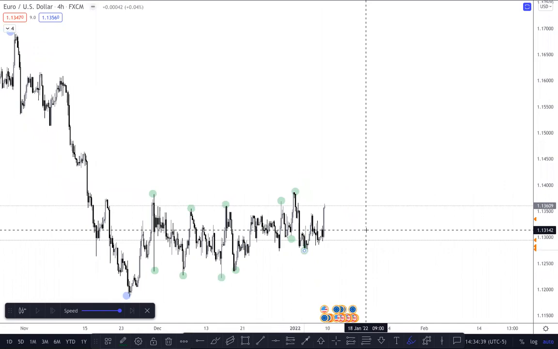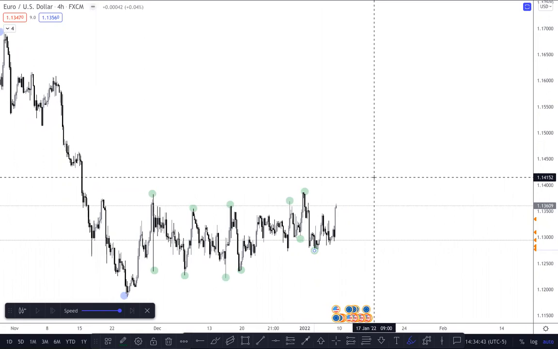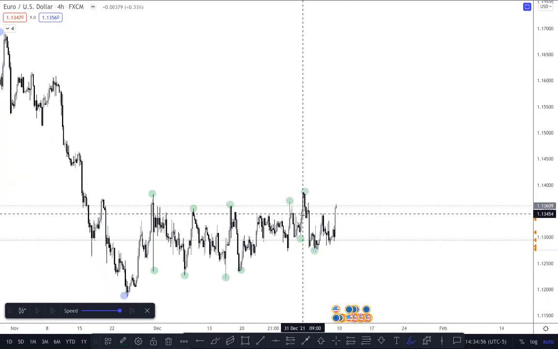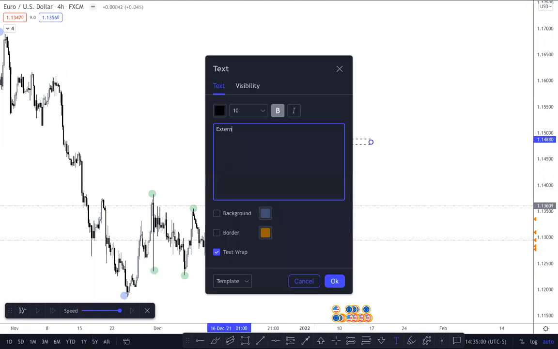Now I kind of want to show you that is the basic way of drawing out structure. However, what's important to realize is there is a huge difference between external and internal structure. This right here, as we can see, is starting to develop internal structure. So how can we find the difference between external and internal structure?